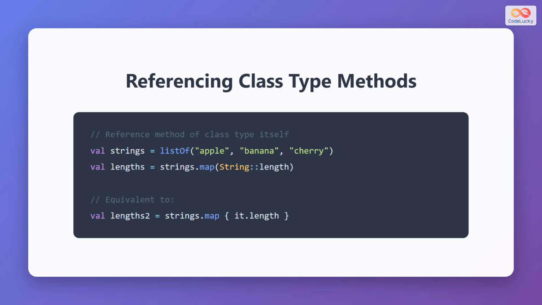You can also reference members of a class type itself without an instance. Here, we reference the length property of the String class. We write String::length, which creates a reference to the length property getter. This is equivalent to writing a Lambda with it.length, but much more concise. Kotlin knows to call the length property on each string in the list.